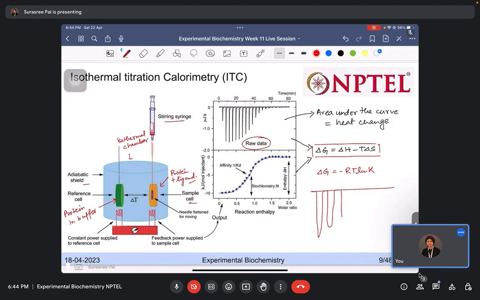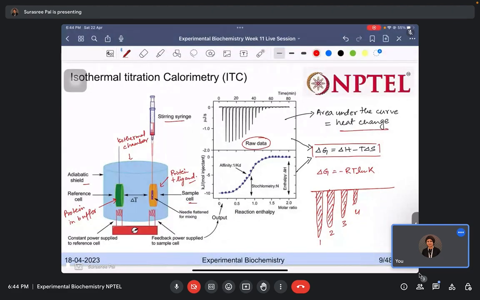When we are adding the ligand in the protein solution, there is a heat change, and this heat change can be calculated by the area under the curve. We can see these peaks, peak 1, 2, 3, 4, and by calculating the area under these peaks, we can calculate the heat change, that is the heat evolved or the heat which is absorbed. This is the raw data of this experiment, where we can get the measurement of the heat change, right?